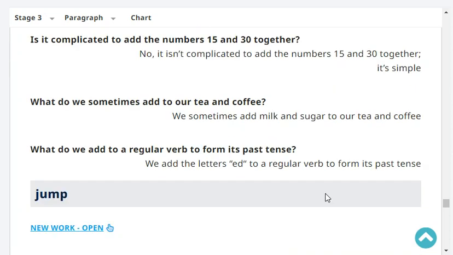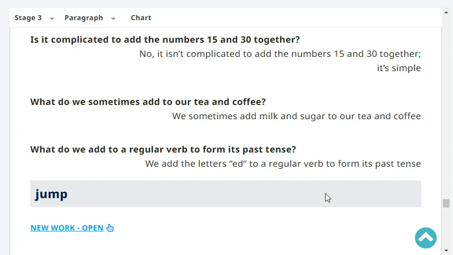What do we sometimes add to our tea and coffee? We sometimes add milk and sugar to our tea and coffee. Very good.